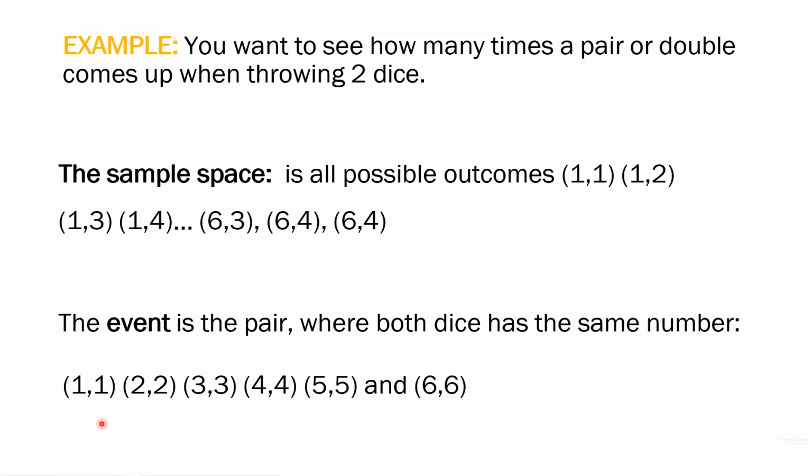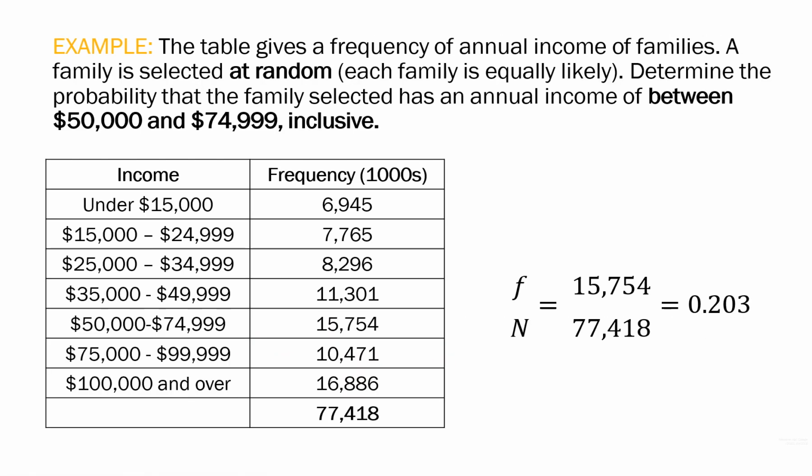So you can see that the event could equal 1 and 1, 2 and 2, 3 and 3, 4 and 4, 5 and 5, or 6 and 6. So that last example was just so that you could see the terminology for probability in action. But now let's do some more examples for the F over N rule.